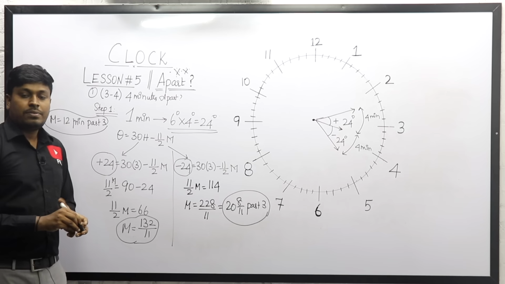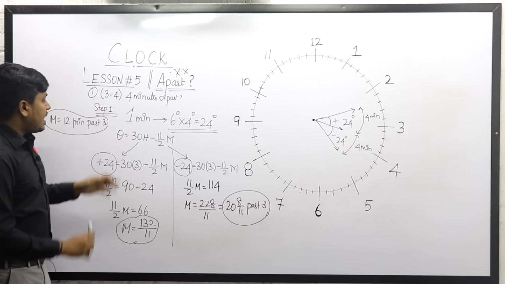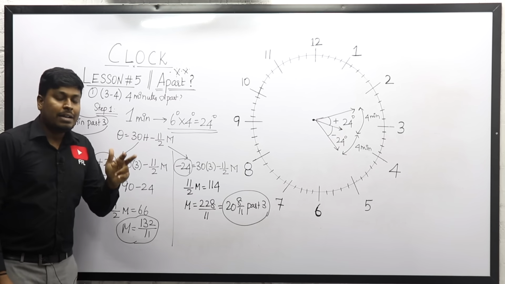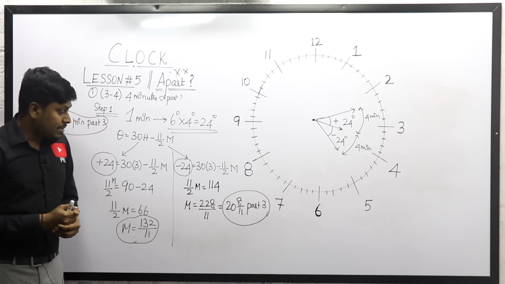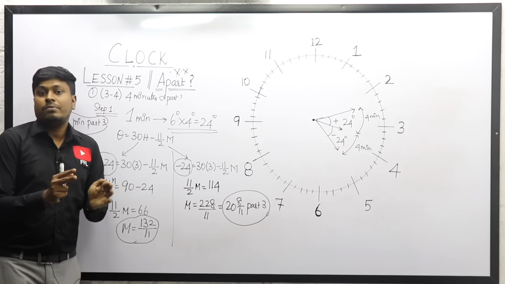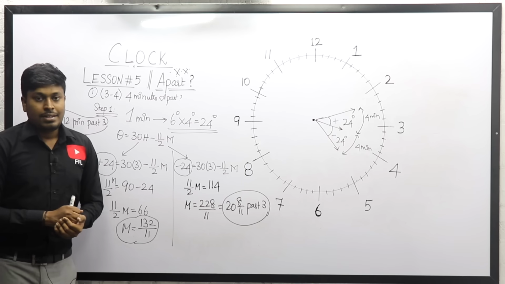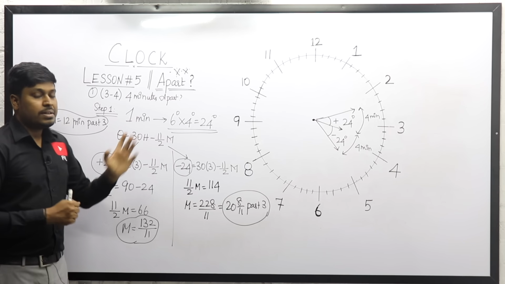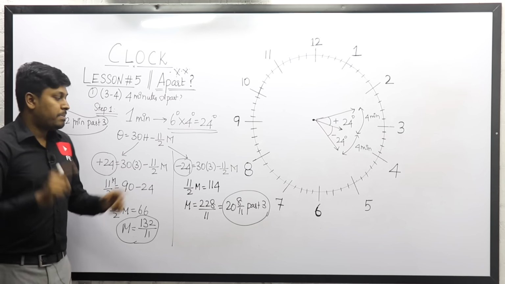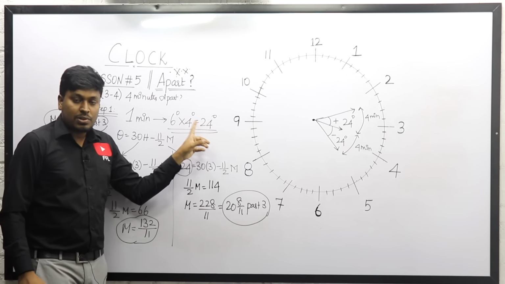So finally the answer for question number 1 is either at 3 hours 12 minutes, where the minute hand and hour hand will be 4 minutes apart, or else at 3 hours and 28 by 11 minutes, where the clock hands are 4 minutes apart. So this will be the answer for question number 1. Understood? It is very easy and very simple. Step number 1, you need to find the angle. That is also easy.